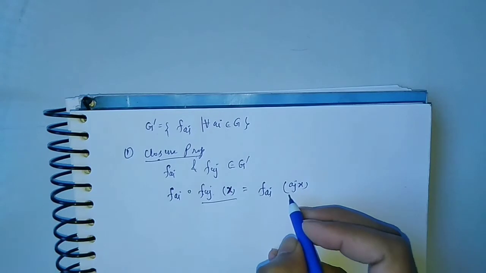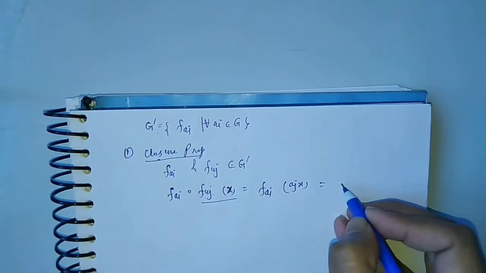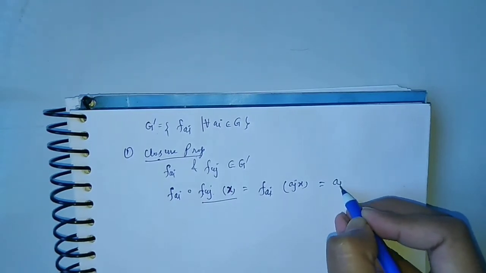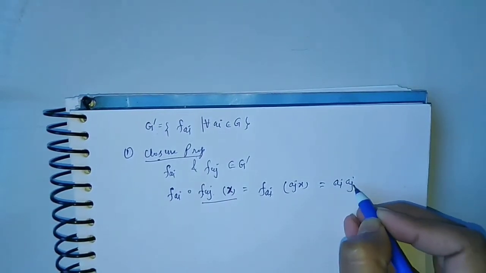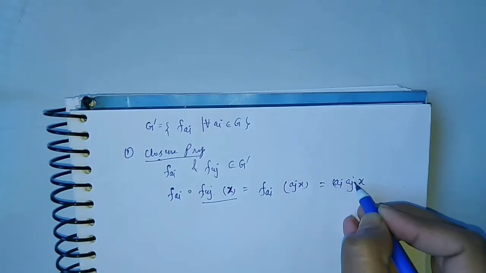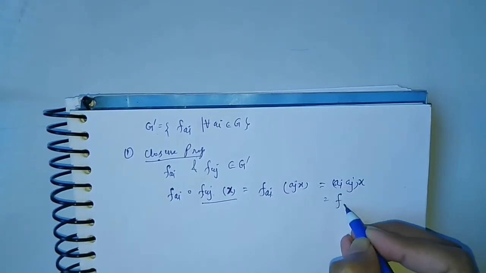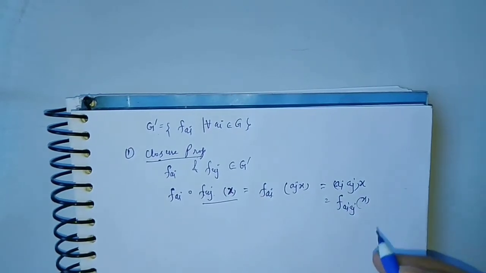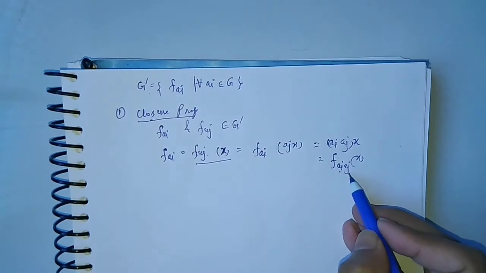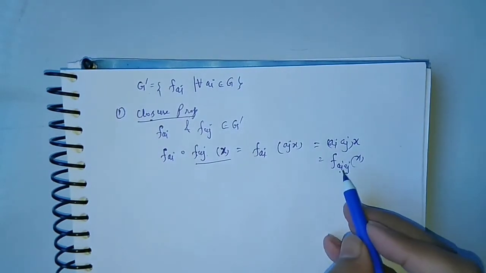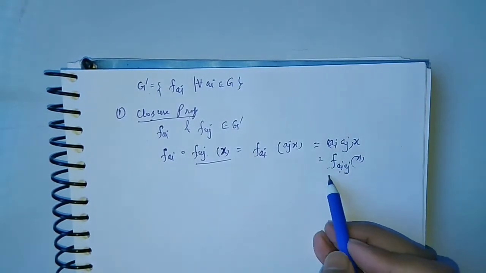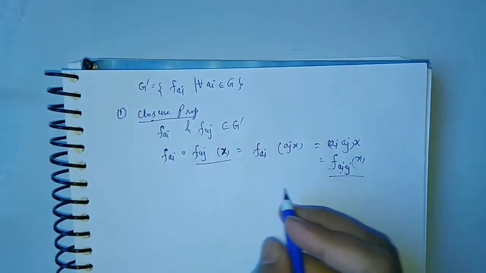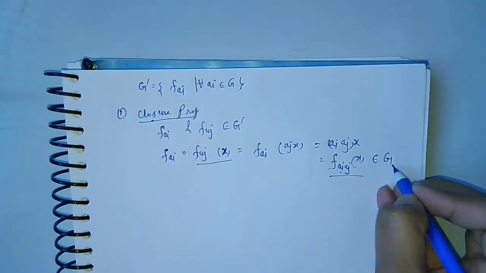ajx, and this will be equal to, again by the definition of f(ai), aiajx, and this will be equal to nothing but f(ai aj)(x), and we know that ai into aj is an element from the group G. So this element belongs to this set, again G dash.